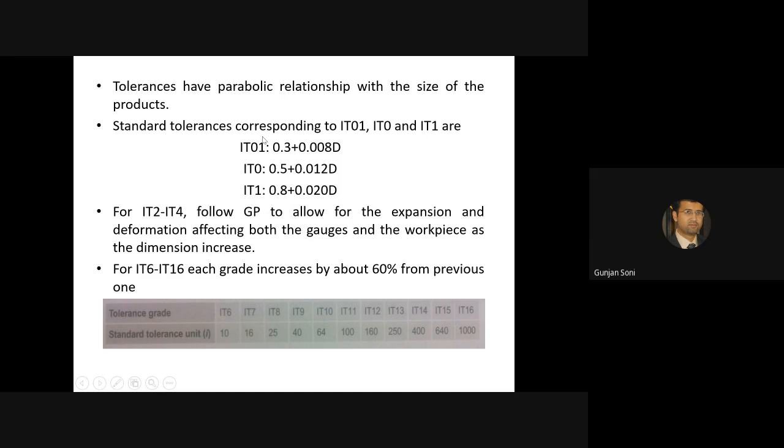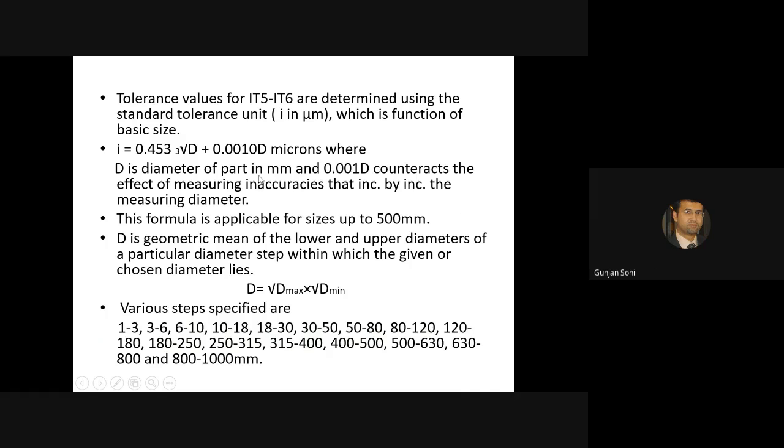Then similarly, the standard tolerances corresponding to IT01, IT0 and IT1 are. Excuse me, sir. Yeah. Sir, can we go back to the previous slide? Yeah. Sir, if we want to make a shaft of 16 mm dia, let's suppose, then we'll have the value of D equal to root 180, right? Yeah. So will it satisfy the condition because we need 16 mm dia?